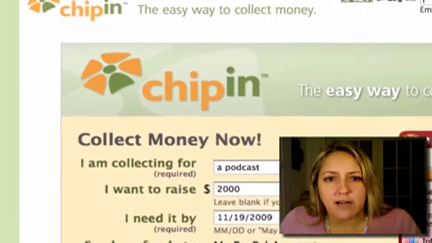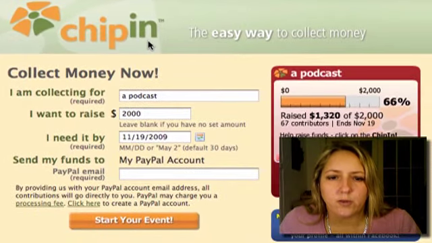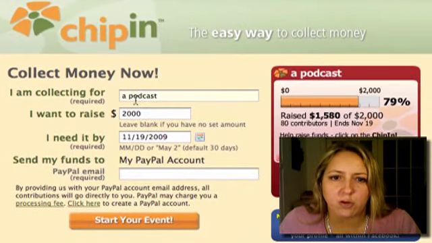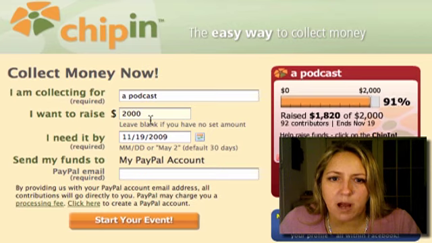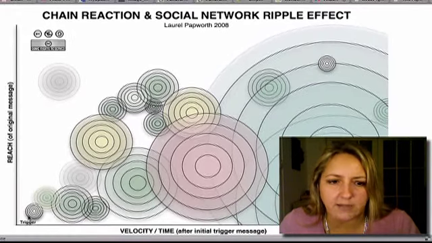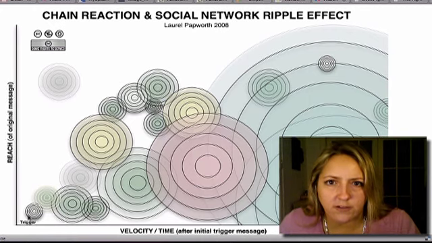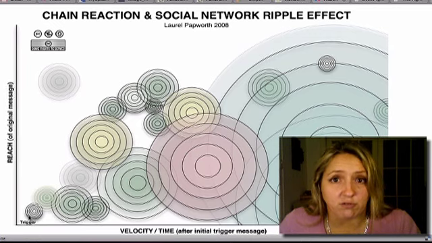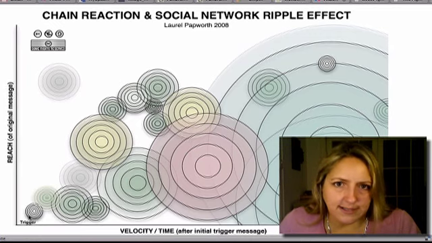Chip in is a similar idea. You put the name of your project in, how much you want to raise, when you need it by. It's important when you say when you need it by that you leave enough time, because with social network, unlike traditional marketing's where you have a short head of activity, lots of advertising, lots of interest, and then it drops off into the long tail. With social media, it's the reverse. All of the fundraising's in the long tail.